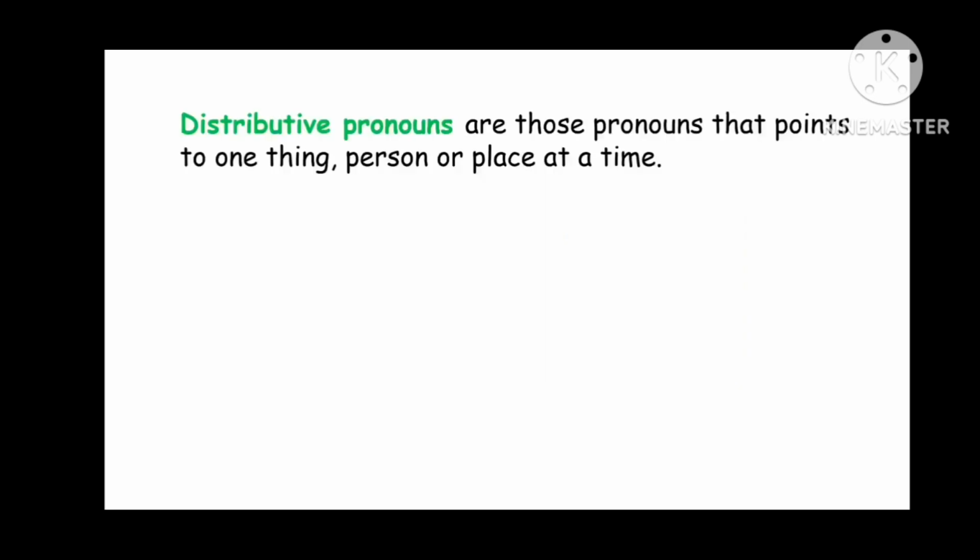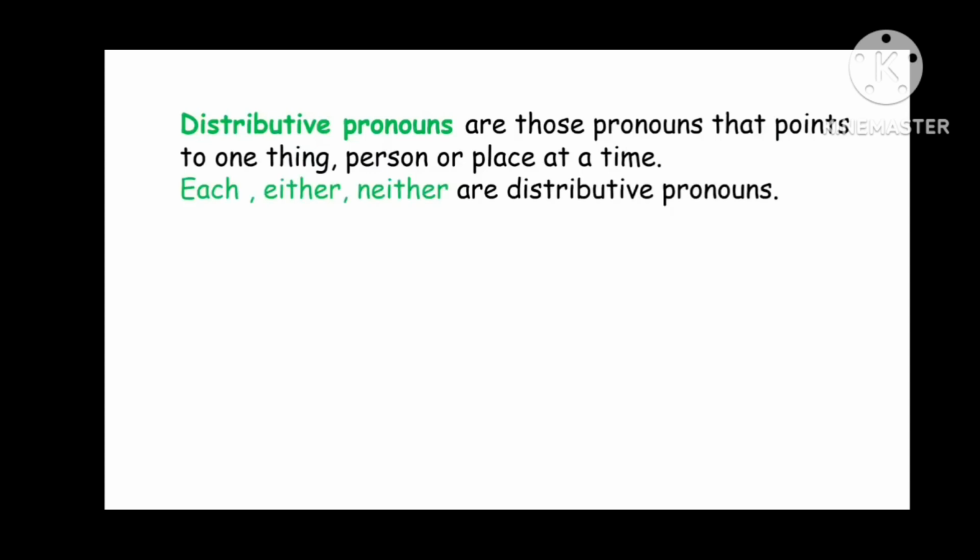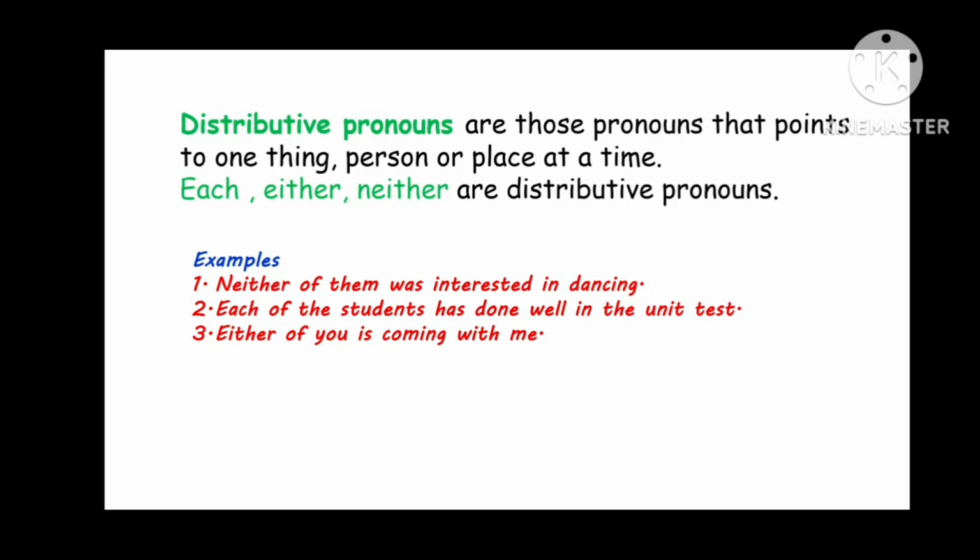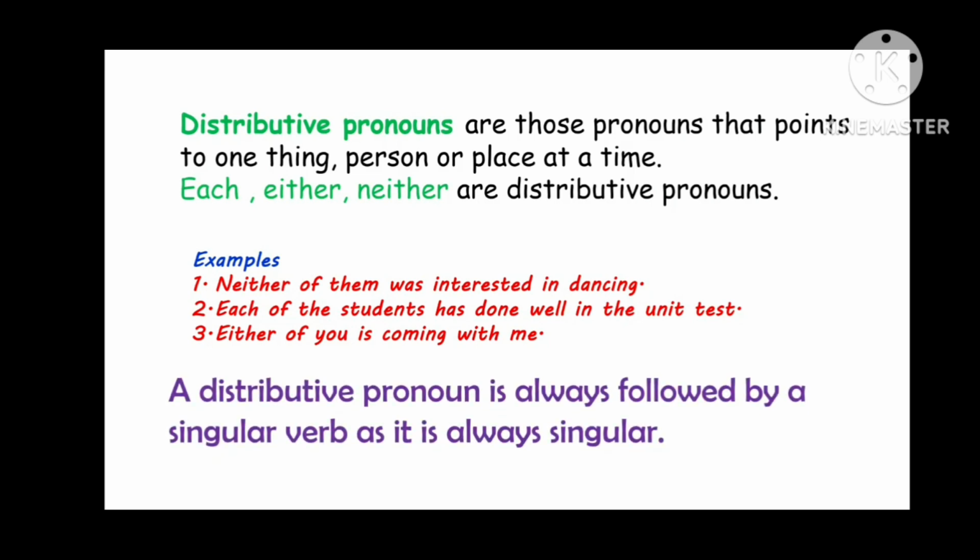Next is distributive pronouns. Distributive pronouns are those pronouns that point to one thing, person or place at a time. Each, either, neither are distributive pronouns. Example: Neither of them was interested in dancing. Each of the students has done well in the unit test. Either of you is coming with me. So here neither, each, either are distributive pronouns. A distributive pronoun is always followed by a singular verb, as it is always singular. So you can see that here was, has, is have been used with distributive pronouns.